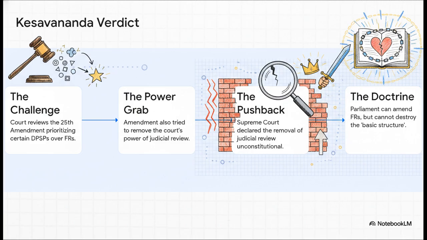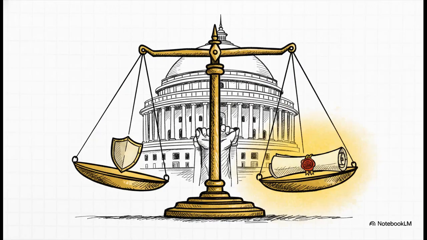And then came the knockout punch, the main ruling. Parliament, you can amend the rights, sure, but you cannot destroy the basic structure, the very soul, the fundamental DNA of the Constitution. But wait, the tug-of-war wasn't over yet.